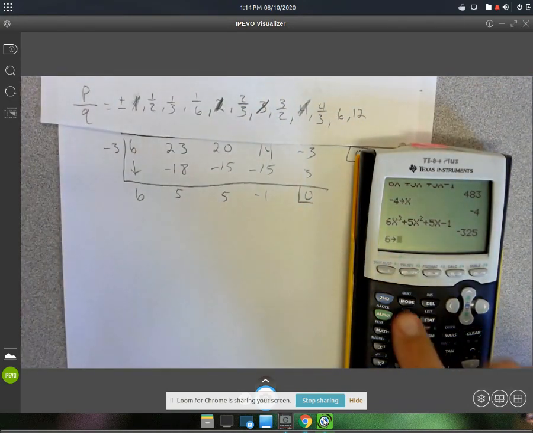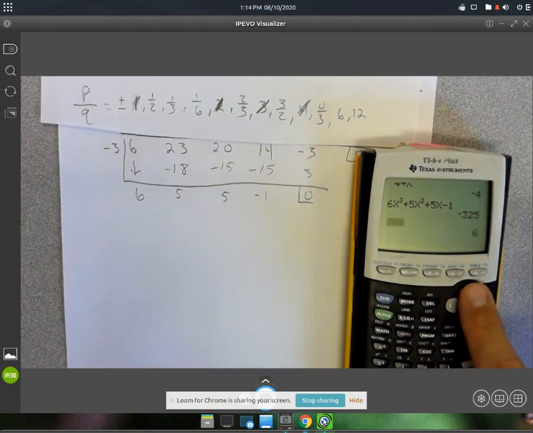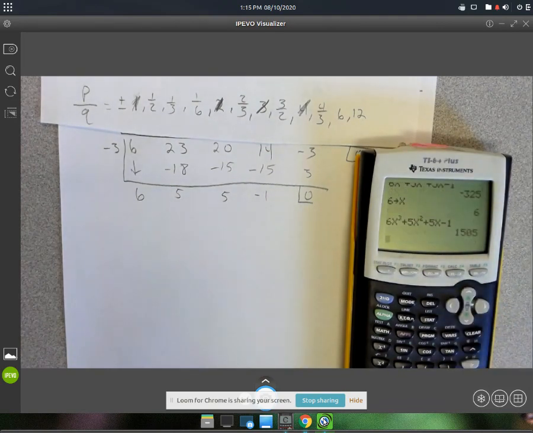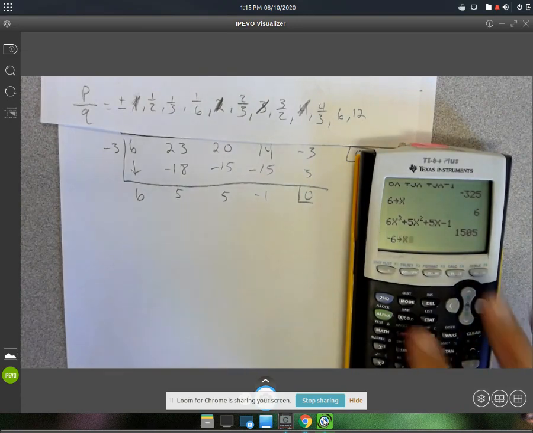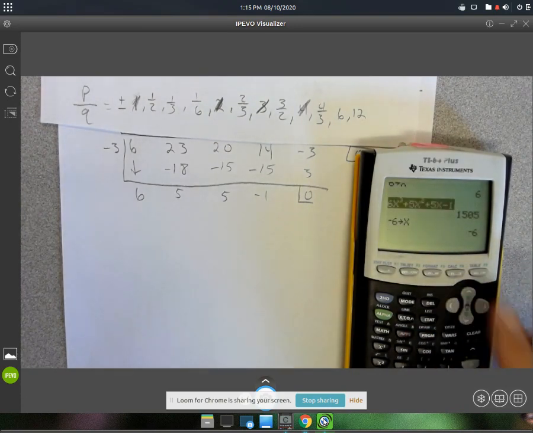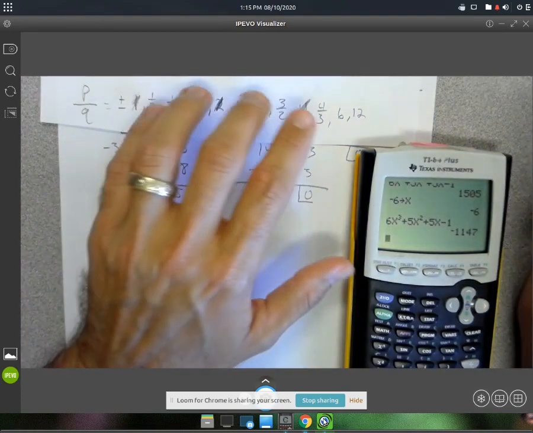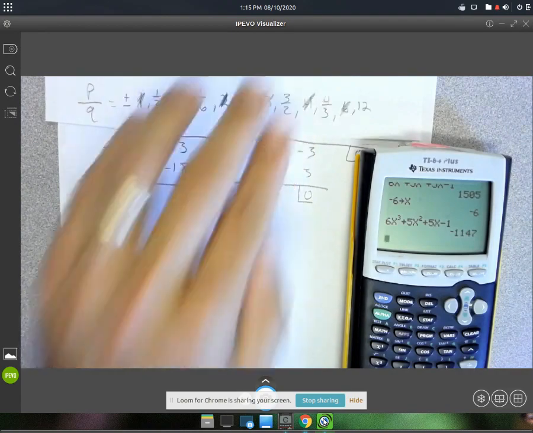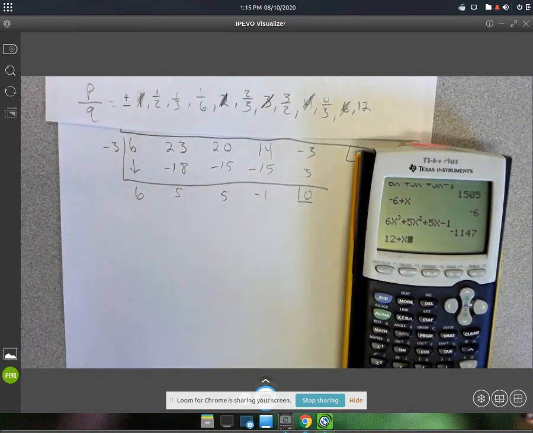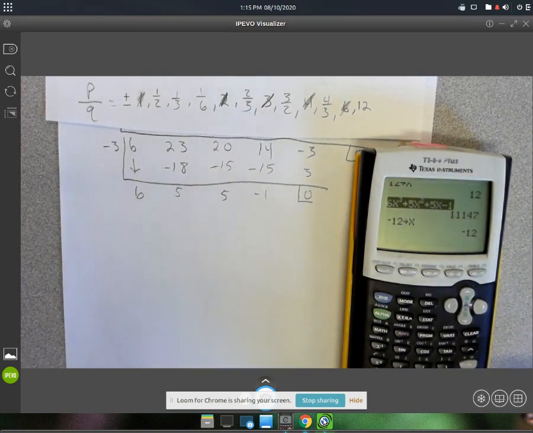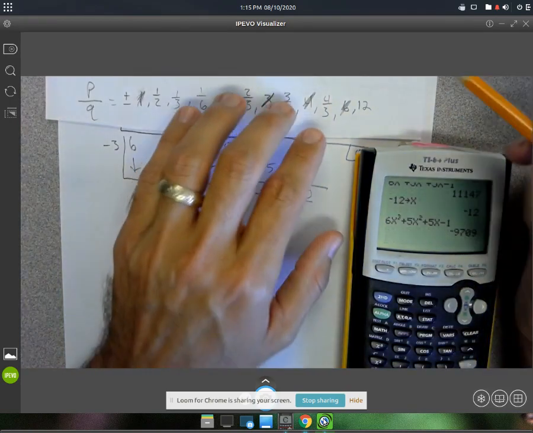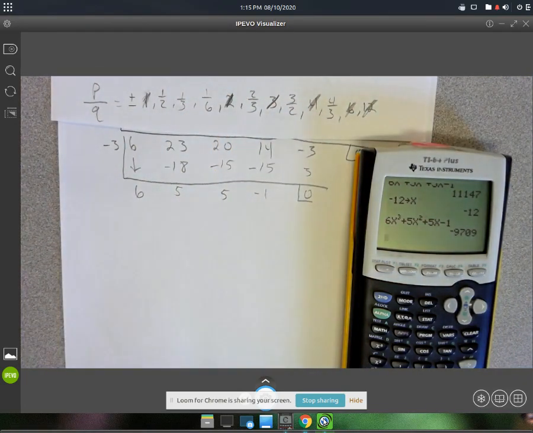6 stored in x. Evaluate that again. Does not work. Negative 6 stored in x. Evaluate that again. Nope. So that means 6 will never work. Now I'll try 12. Fat chance, but I'll try it anyway. Does not work. Negative 12. Let me try that one. And no.